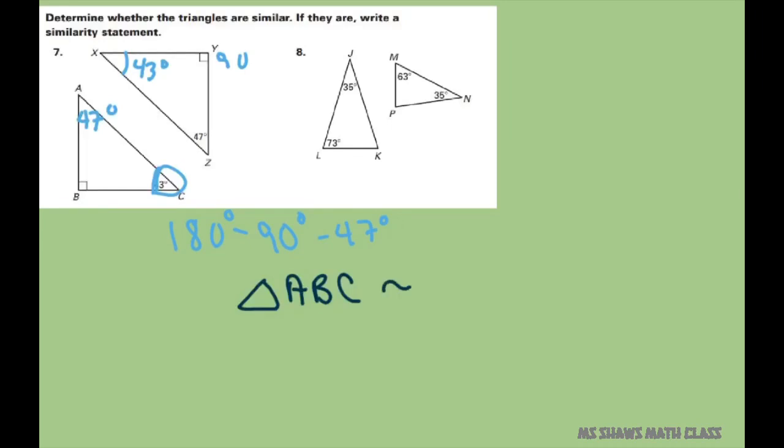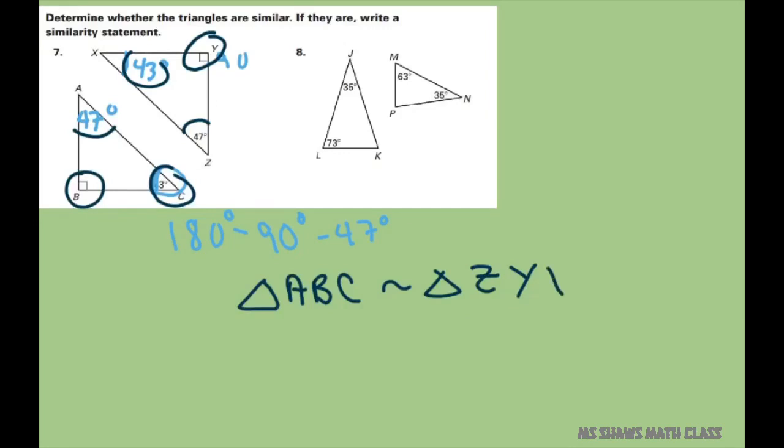is similar. So we want A, the 47, that goes with Z. So you can say triangle Z. B is the 90, so that's going to be your Y. And 43 is here, so that's your X. And that's your similarity statement.